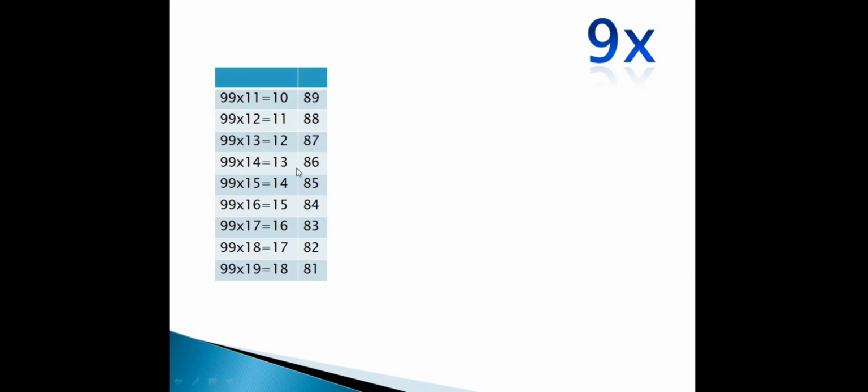Similarly, 99 minus 14 is 86, 99 minus 15 is 85, 99 minus 16 is 84. You can see it is 83. So, this is it, guys. We have some more interesting cases over here. What are the interesting cases?